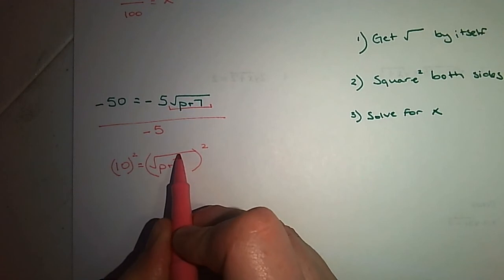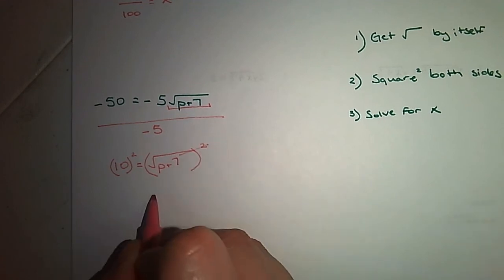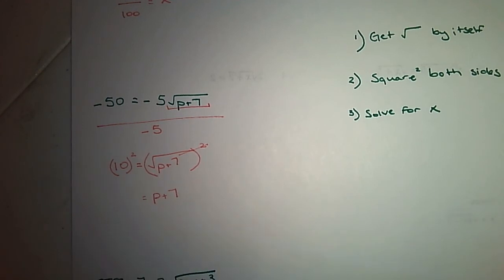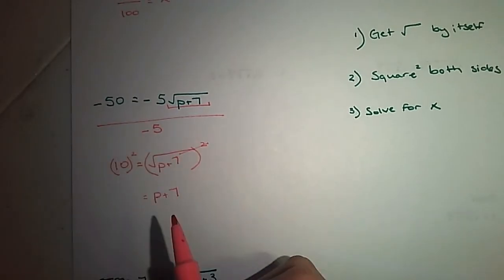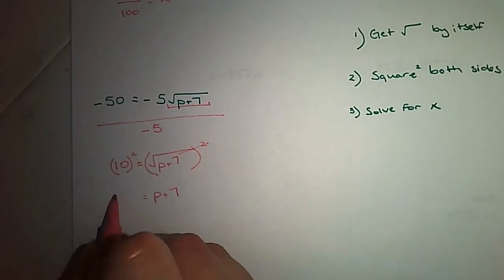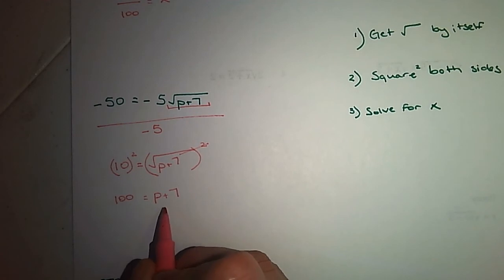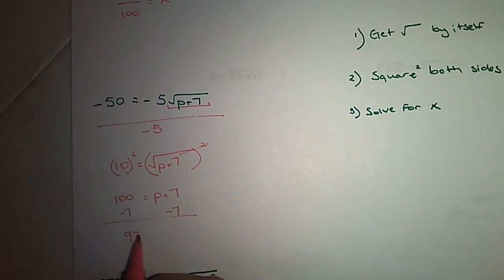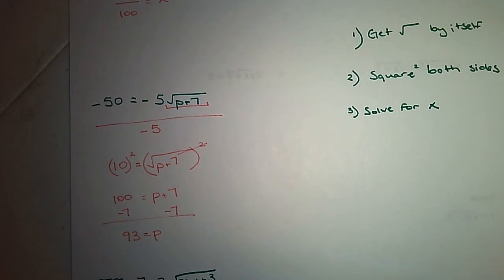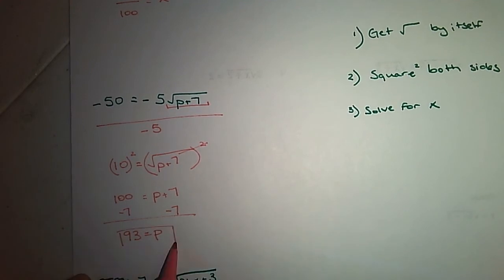Let's go ahead and square both sides. Over here, that square root and square are going to cancel, so we're going to be left with just p plus 7. And over here, 10 squared is going to give us 100. And now last step, let's solve for p. I'm going to subtract 7 from both sides, and we're going to get 93 equals p as our answer.